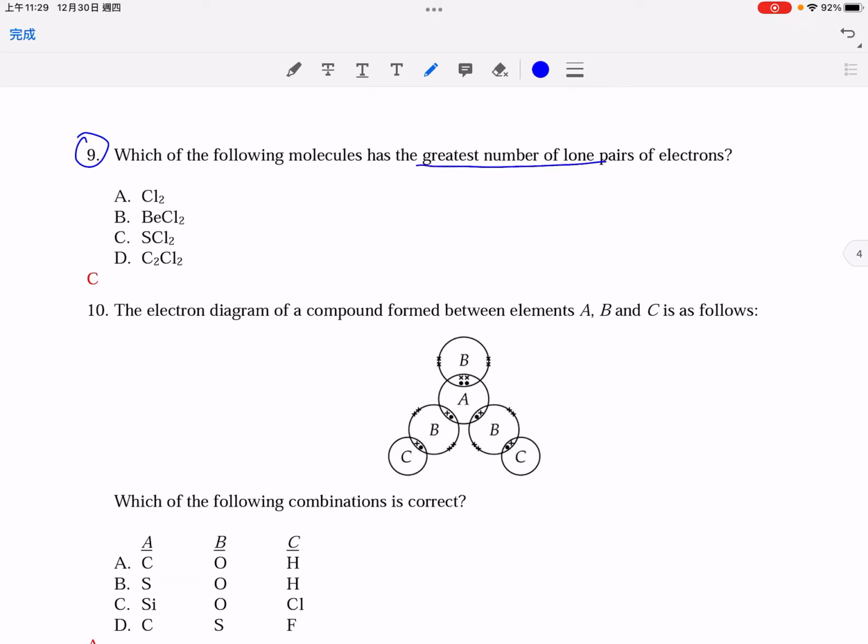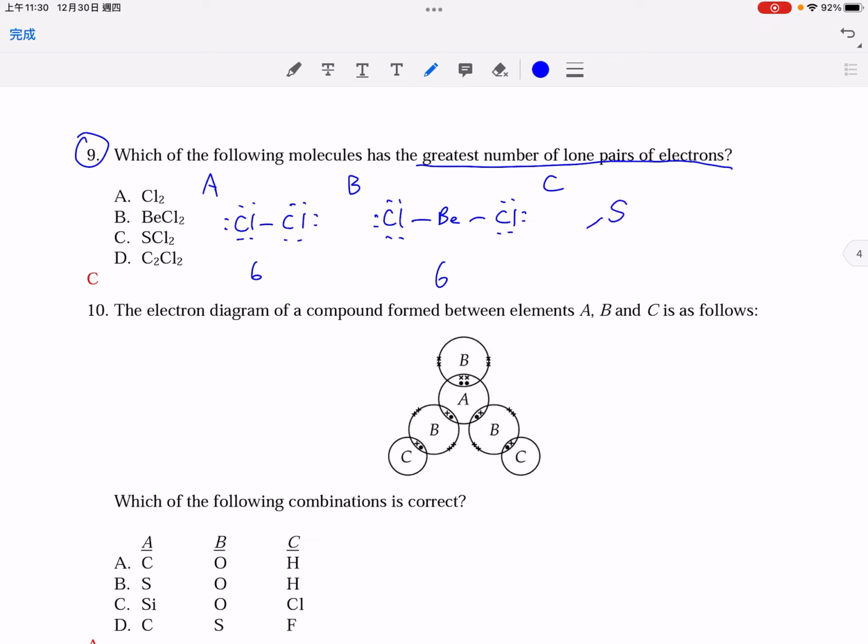Greatest number of lone pairs of electrons. Let's discuss the options one by one. A, chlorine gas, Cl2. There are 1, 2, 3, 4, 5, 6 lone pairs of electrons. Option B, BeCl2. It has a linear shape like this. Again, just the chlorine atoms will have the lone pairs of electrons. So again, 6 lone pairs of electrons.